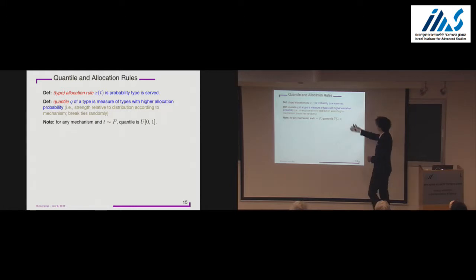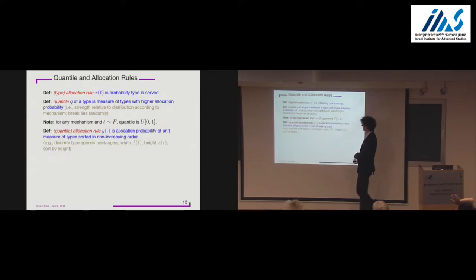Of course, defining quantiles this way, the quantile is the measure of types with higher allocation probability, then quantiles are uniform again as before. Fantastic. And now I can go back from type space to quantile space and define my allocation rule in quantile space as the allocation probability of a unit measure of types sorted in non-decreasing order.